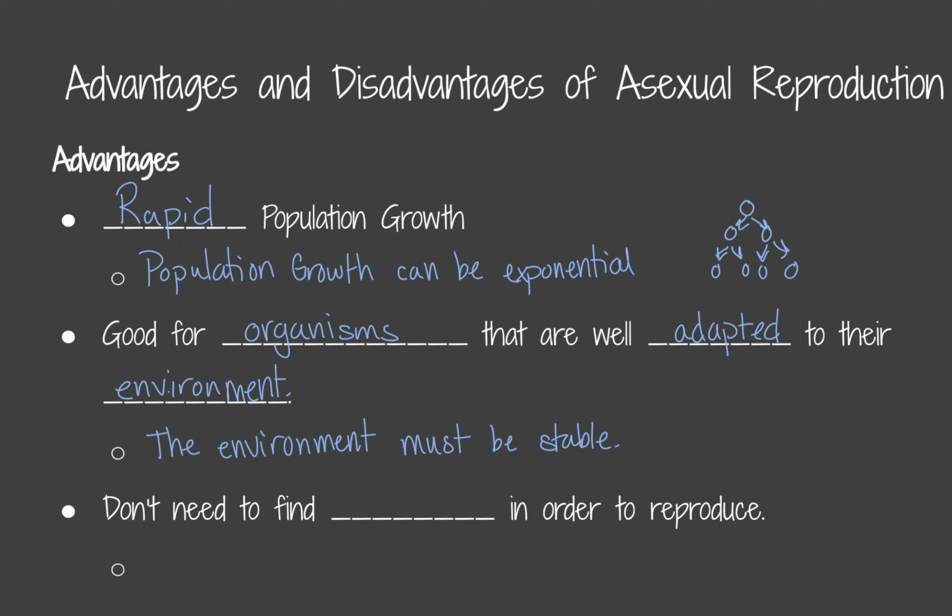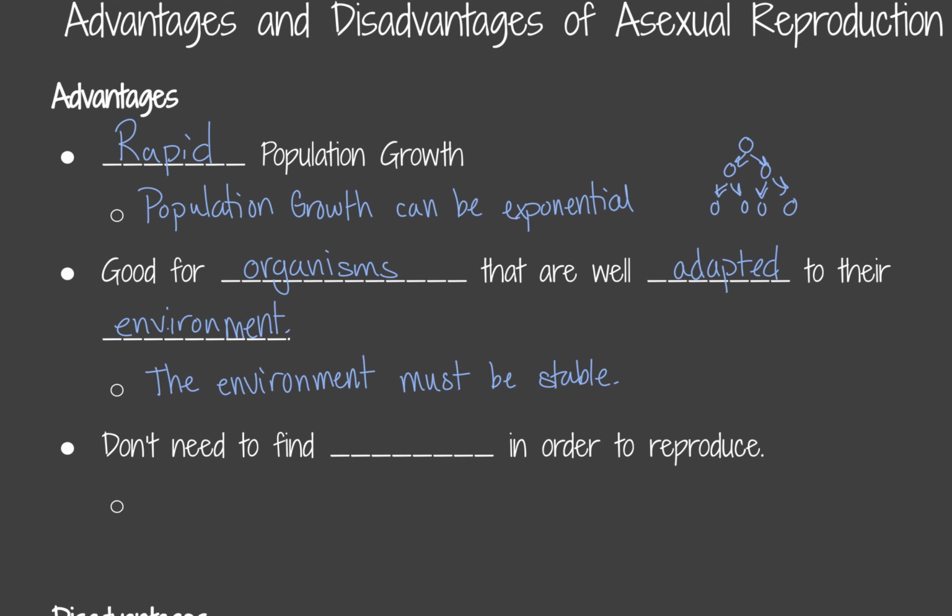And then the last benefit, and this is a big one, is that you don't need to find a mate in order to reproduce. You only need one organism. So one of the big problems with sexual reproduction is needing to find a mate. That is not a problem with asexual reproduction.